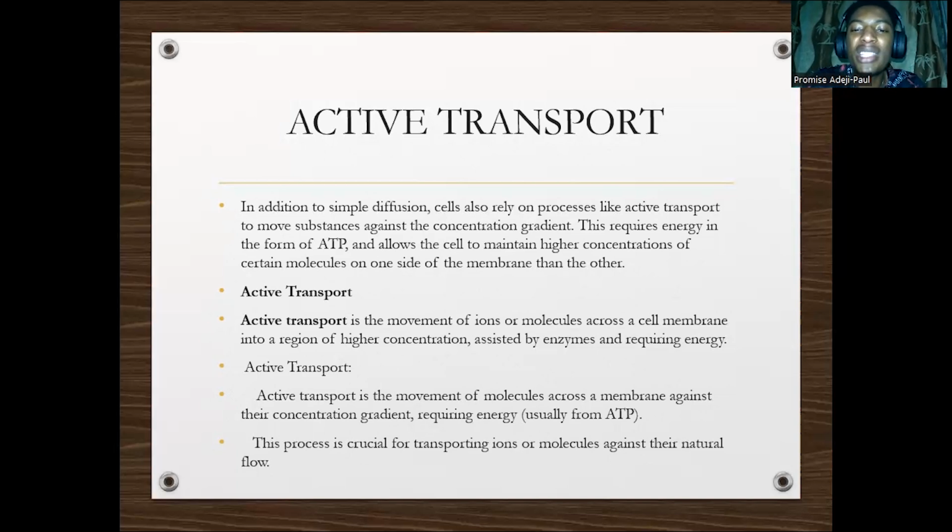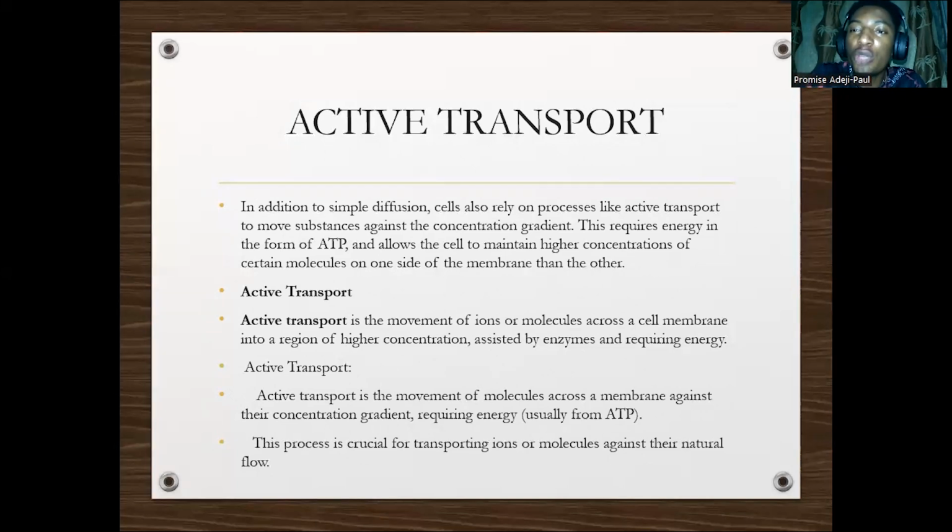So it allows the cell to maintain a higher concentration of certain molecules on one side than the other. Let's say the plant or the cell needs glucose, and there's already more glucose inside the cell than outside the cell. Normally, the glucose is meant to flow from inside the cell to outside the cell, because we already said that diffusion is movement from higher to lower.